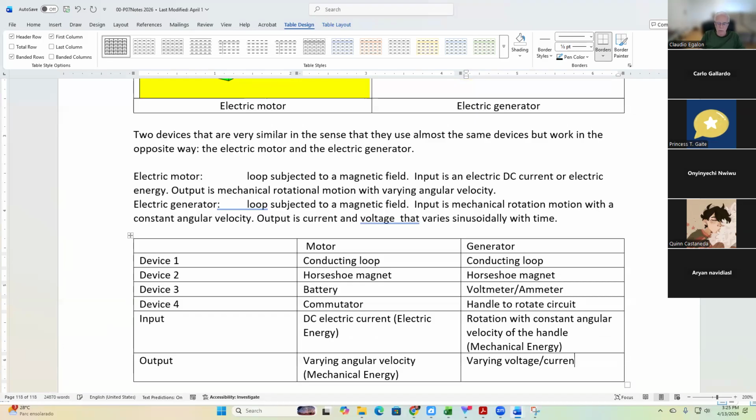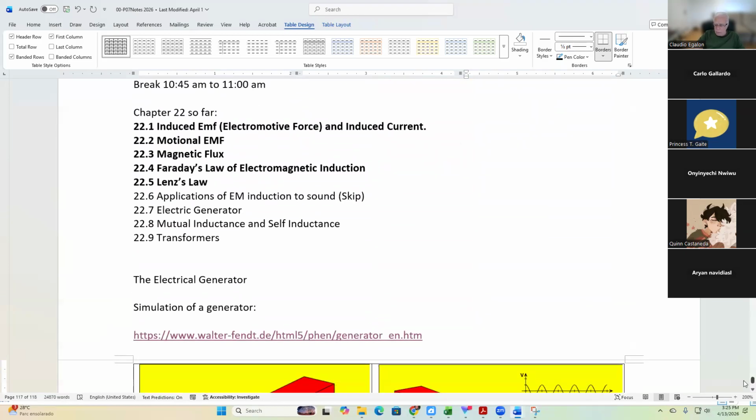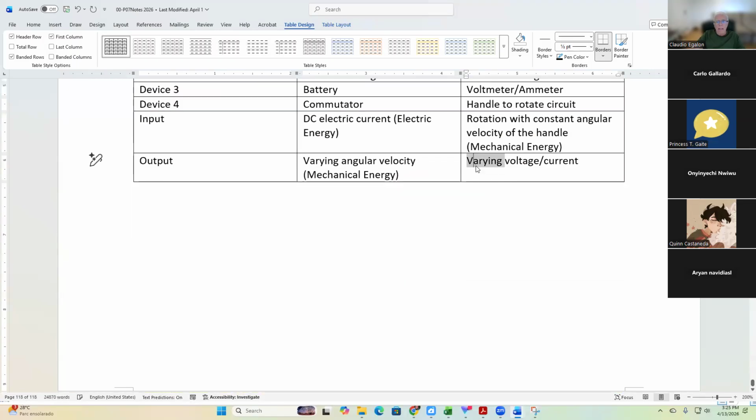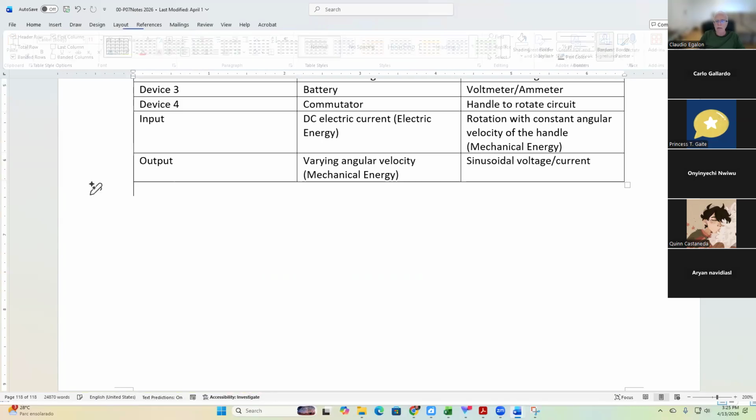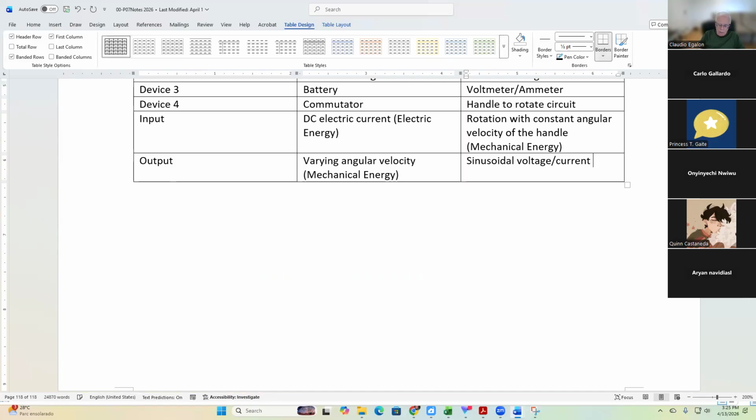And the output, varying voltage and current. This type of current, let's put here sinusoidal. Sinusoidal voltage and current. This type of voltage and current, we call it AC, or alternating current, right? Here we have DC. Here we have AC, right? DC electric current is direct current.